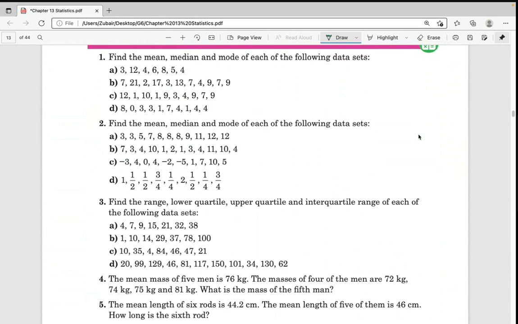Okay. Find the mean, median, and mode for each of the following. Try this for the first one and share your answers. Okay, sir.